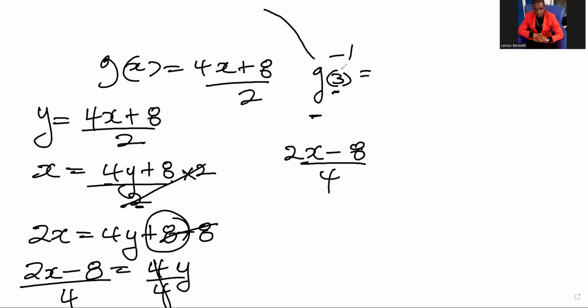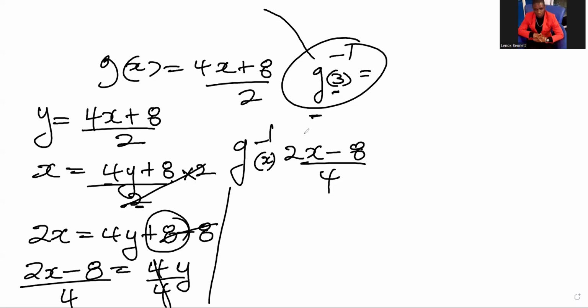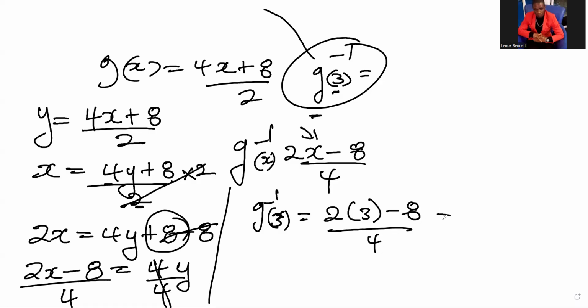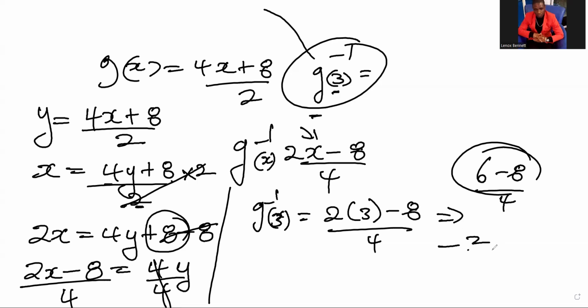But we're not finished because we're supposed to plug in positive 3 now. So wherever x is, we're going to put 3. So it's 2 multiplied by 3 minus 8 over 4. 2 times 3 is 6, so 6 minus 8 over 4. Guys, we do the top first, alright? So 6 minus 8 will give us minus 2 over 4.